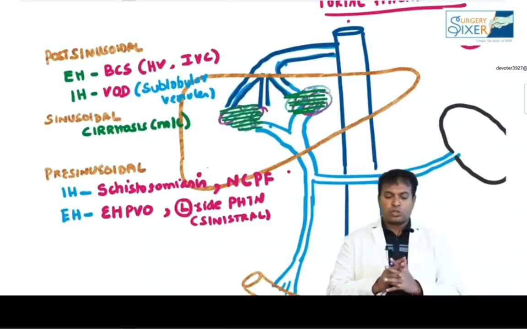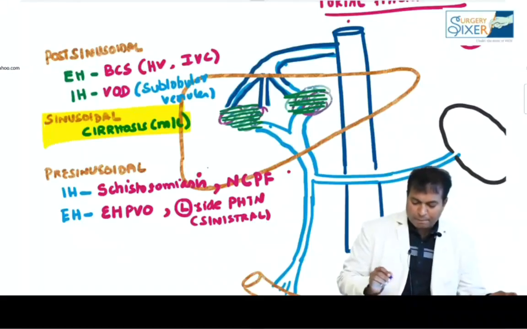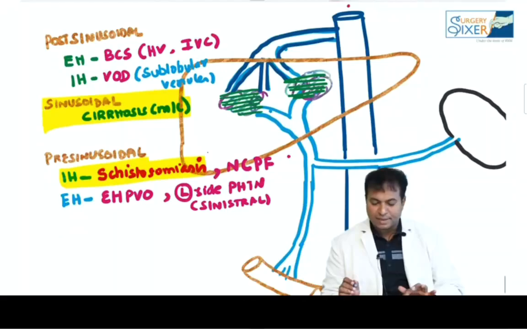Just remember the classification. The most common cause in this list is cirrhosis. Sinusoidal, the most common cause is cirrhosis. Please don't forget this. Pre-sinusoidal, the most common intrahepatic cause is schistosomiasis. Please don't forget this. Now just think of this picture here.